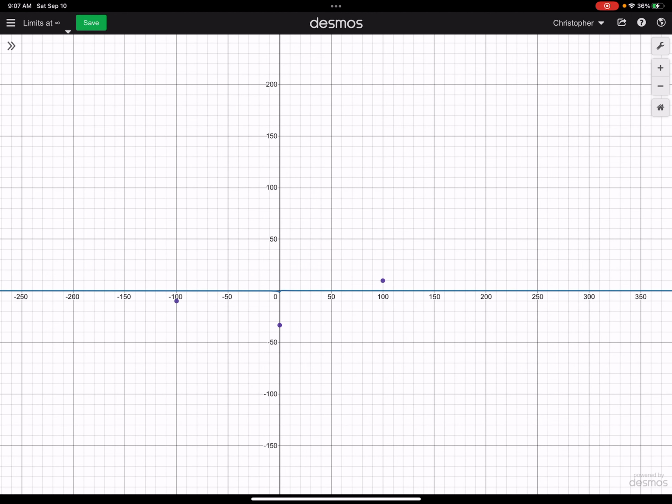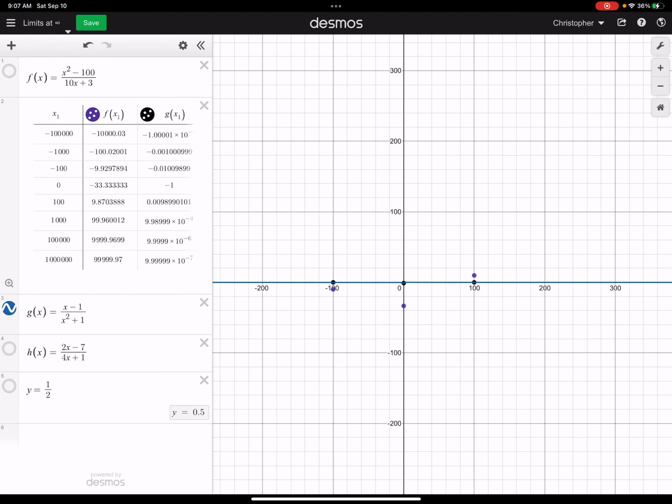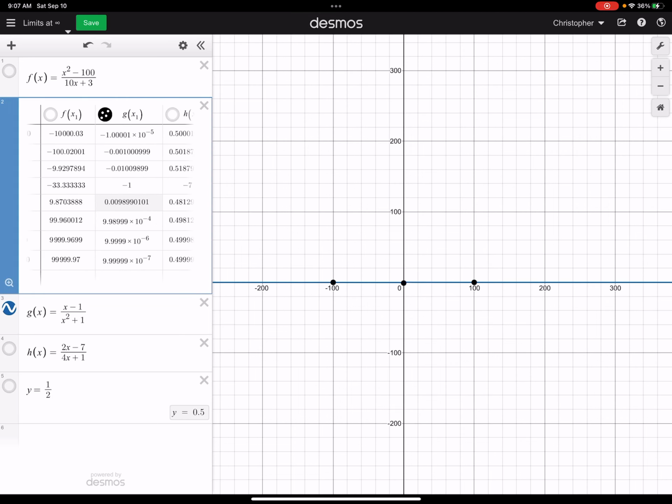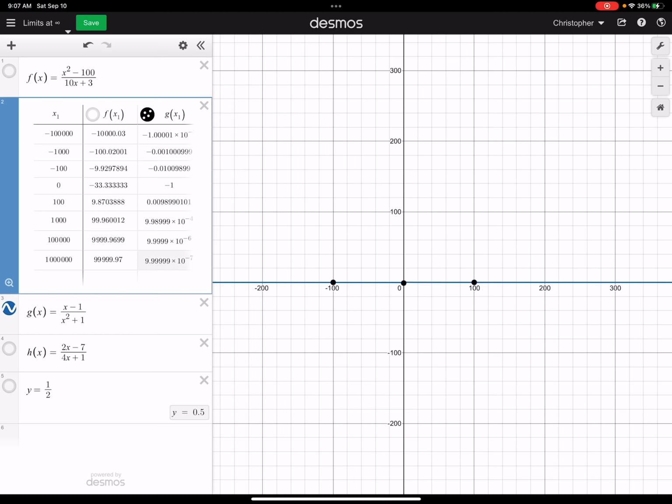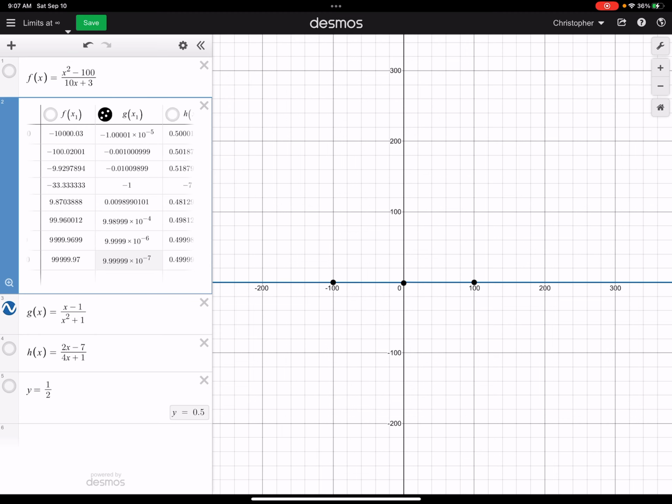If we look at our table, I'll turn on these points, we see that for large values of x, we end up with a value that's almost 0. If you don't know what these exponents mean, like the 9.9999 times 10 to the negative 7, it means that we're going to have 6 zeros and then a 9. So it's just an astonishingly small value that's approximately 0.